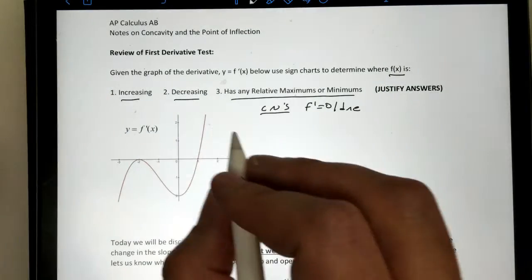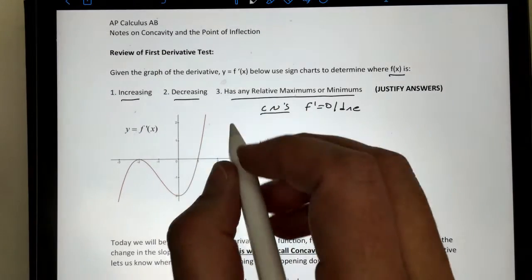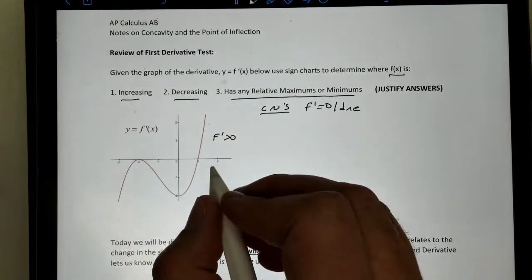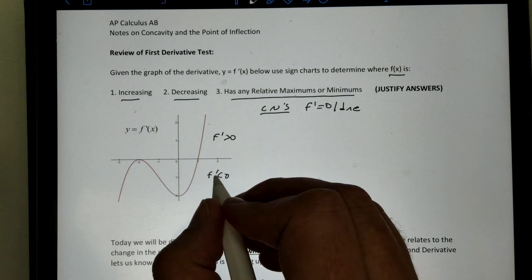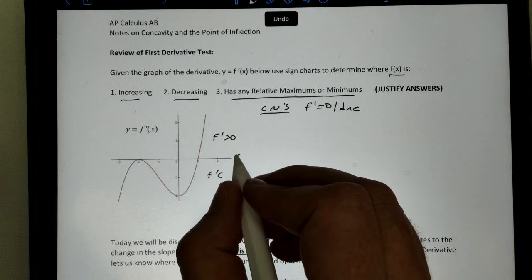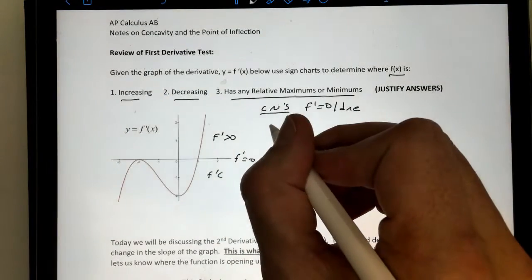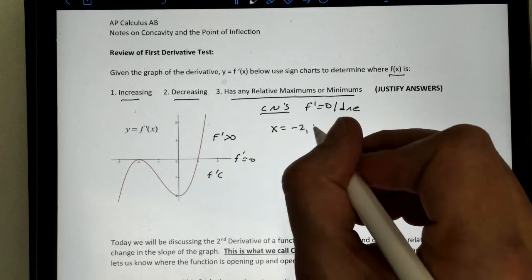And I can calculate that pretty easily. In this case right here, remember this is the graph of our derivative. So we know that the derivative is positive above the x-axis and that the derivative is negative below the x-axis. And on the x-axis, we know the derivative is 0. So that gives us our critical numbers, which are going to be -2 and 1.